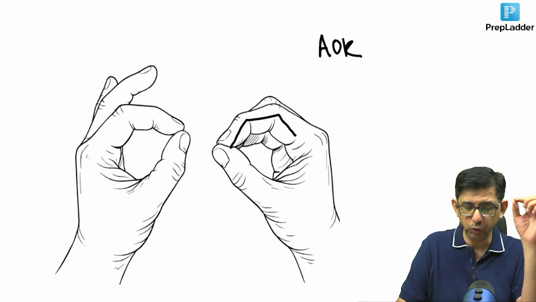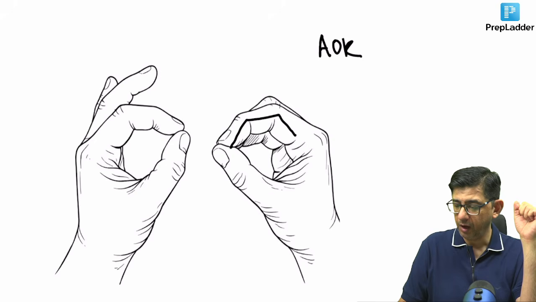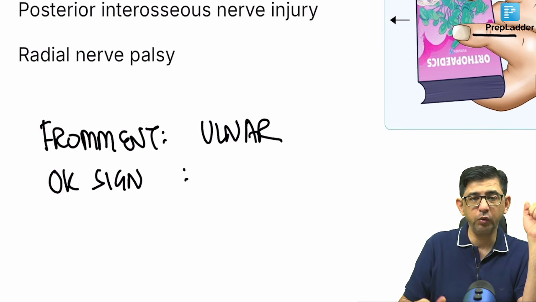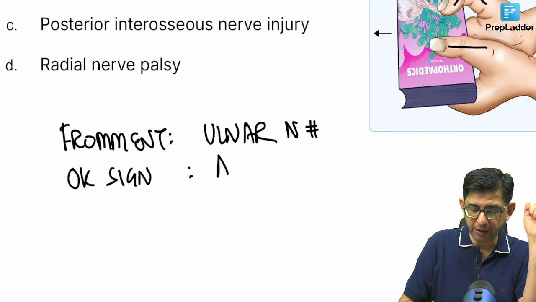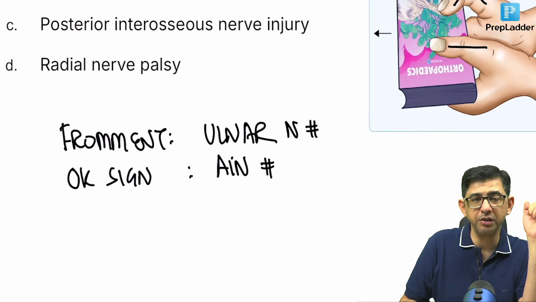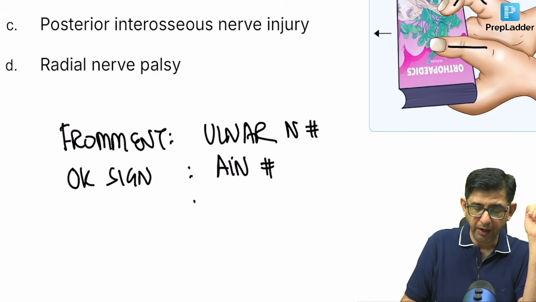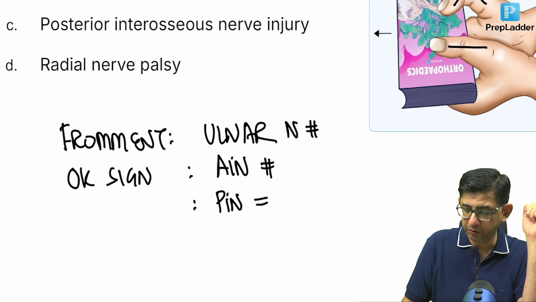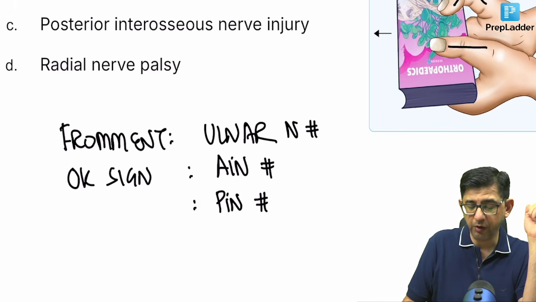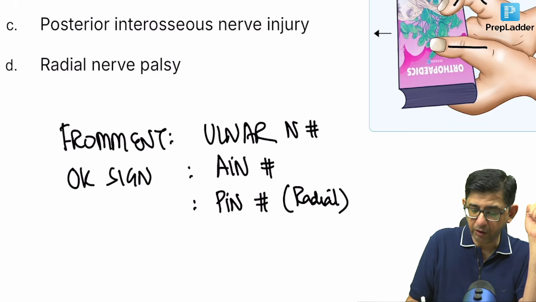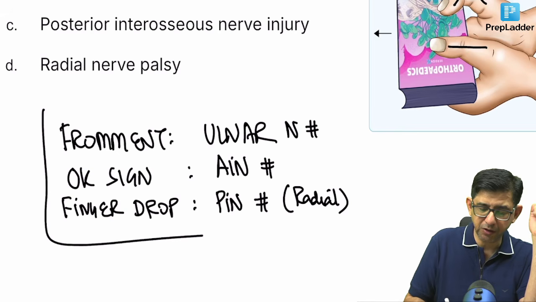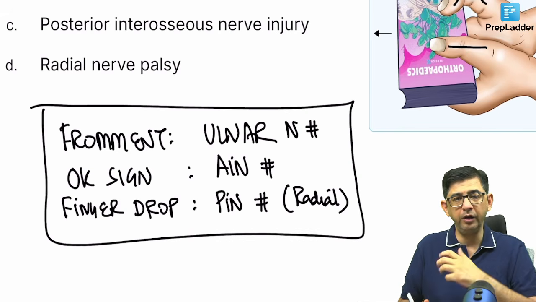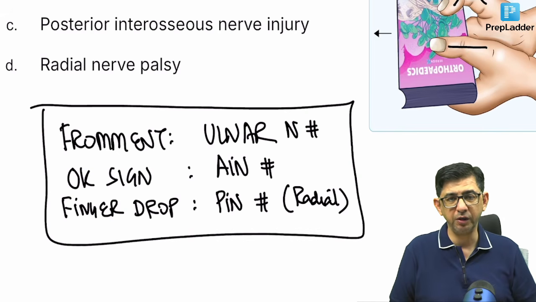So there are two fundamental differences which you need to remember. One, Froment sign is due to involvement of the ulnar nerve. In OK sign, it is AIN, that is anterior interosseous nerve that is involved. A-OK, as I said. And then if it is the posterior interosseous nerve that is involved, PIN, then PIN is a branch of the radial nerve. It is the radial nerve that gets involved. That would result in development of a finger drop sign, as we discussed earlier. So a couple of signs which are straightforward facts to be remembered: Froment sign, ulnar nerve palsy; OK sign, anterior interosseous nerve; and finger drop sign.